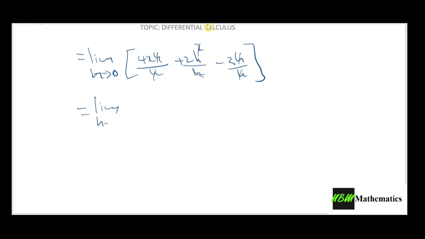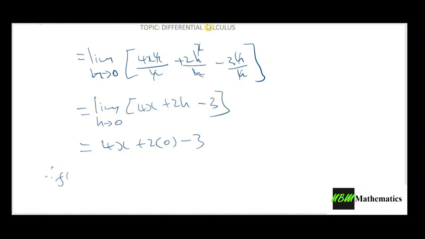Then we get the limit as h approaches 0, and we'll be left with 4x plus 2h minus 3. And then now that we no longer have h in the denominator, we can substitute 0 for h and drop the limit. Then we get 4x plus 2 into 0 minus 3. Therefore, our f prime of x will be equal to 4x minus 3. Then we are getting 4x minus 3.